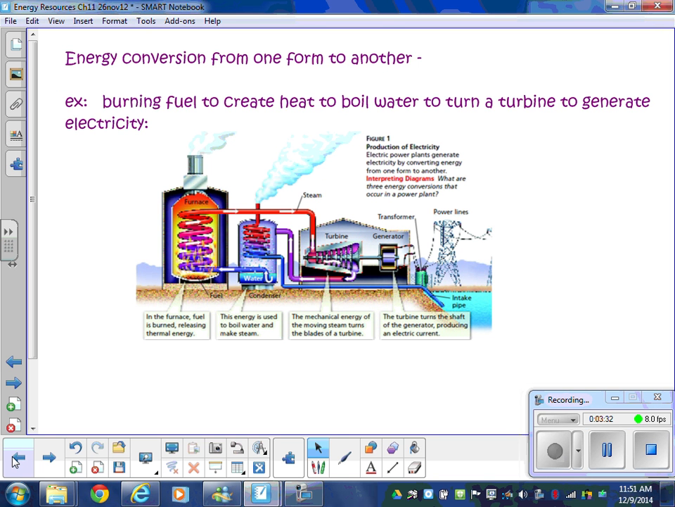Okay. And then this is from the book. This is what I just went over. Energy conversion. Burning fuel to create heat to boil water, to turn a turbine to generate electricity. And this is generally how we make electricity in the United States. And depending on where you live, the fuel that is burnt is either coal or oil or natural gas, usually petroleum products of some sort. So electricity seems clean, but it's where did you get the electricity from? And this is from the textbook.